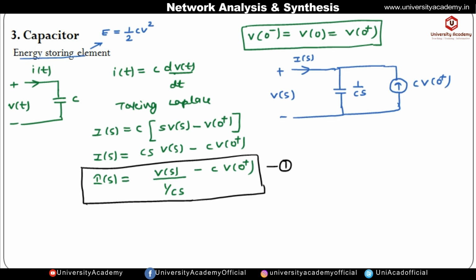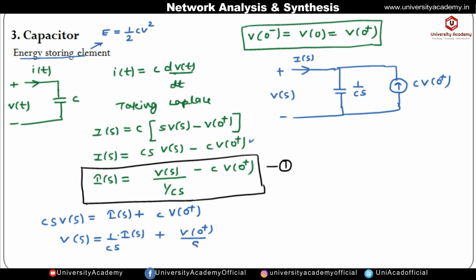Now let us represent the equation using V of s. Let us find the V of s expression from here. Cs into V of s will be equal to I of s plus C into v of 0 positive, using this equation. So from here we get V of s equal to I of s into 1 by Cs, plus v of 0 positive by s. Suppose this is equation 2.